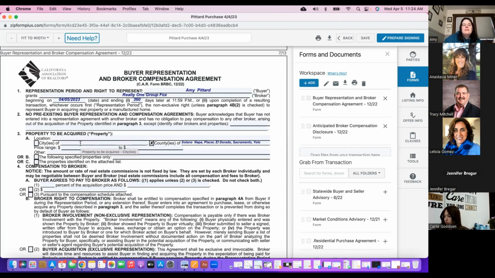You can put specific cities, and you can also fill in the price range. I'd probably put here anywhere from $1 to $1 million. If I knew they were in that mid-price range, if they were shopping in that $1 million price range, I might go 0 to 2 million, right? So you want to fill that in there. The more specific you are, the better this form's going to hold up if it was to ever be challenged.